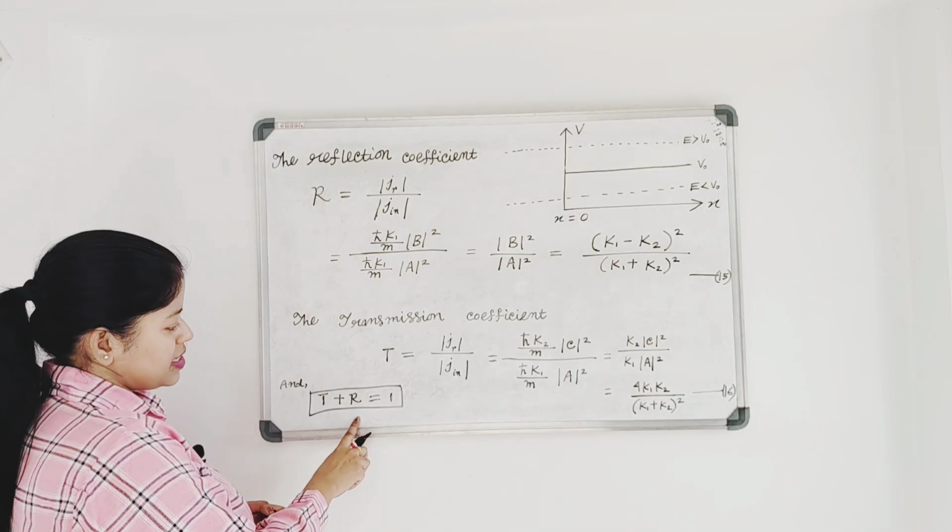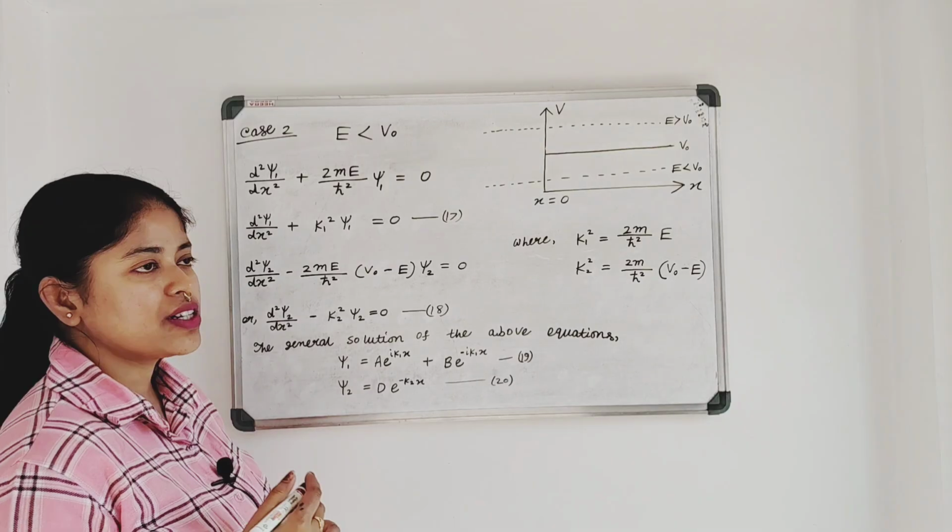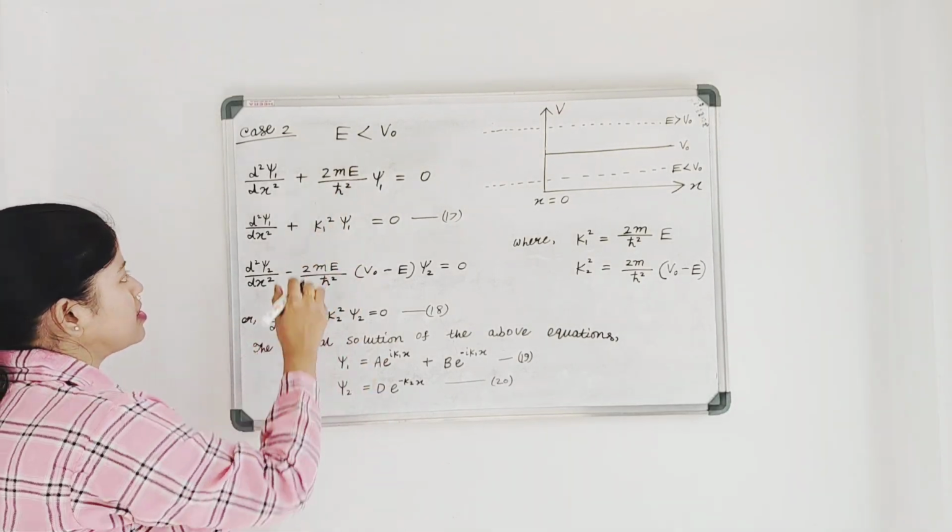So R plus T is 1. This is the proof of the conservation of probability at the boundary. We are going to consider case 2 when E is less than V0.